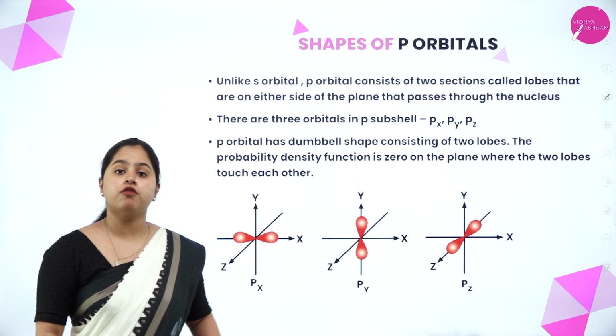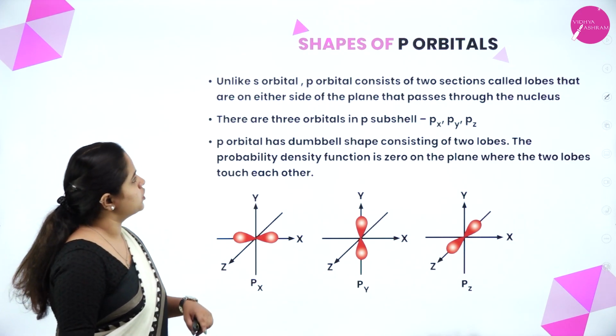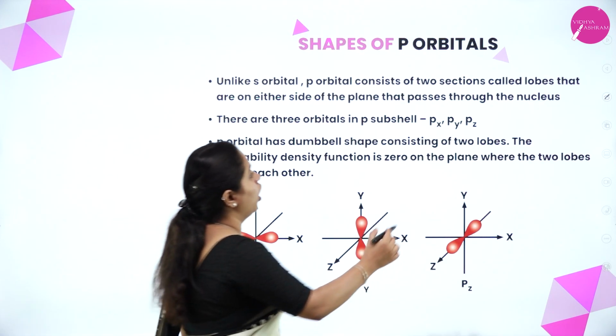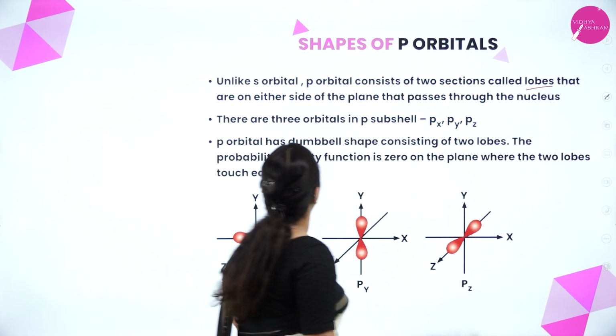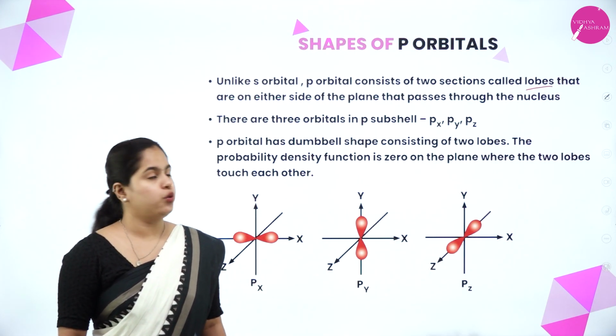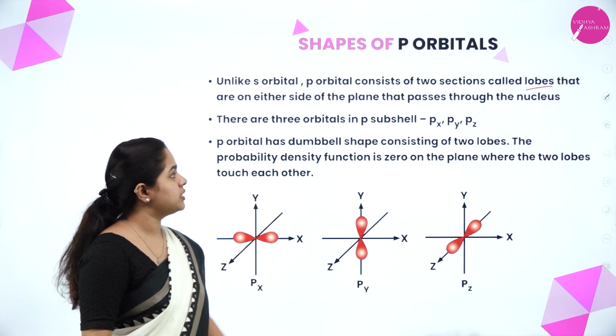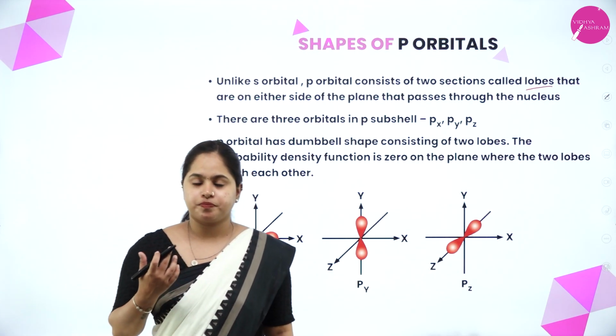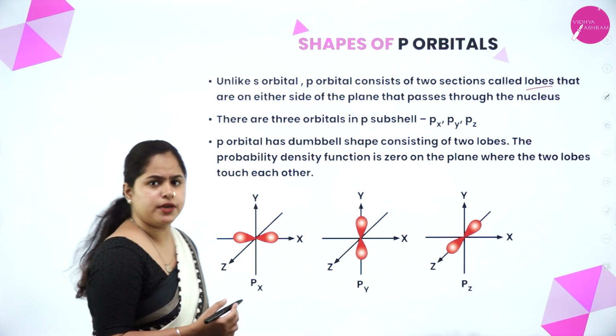Now moving on to shape of p orbitals. Unlike s orbital, p orbital consists of two sections called lobes, that are on either side of the plane that passes through the nucleus. And there are three orbitals in p shell: px, py and pz. Now what about the p subshell did we study?